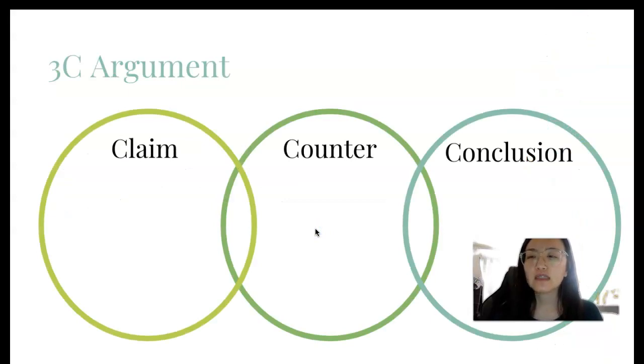One way that we break this down is we call it the three C's, right? So the first part of your argument writing, you need to have a claim. The second thing is you need to have a counter or a counter argument. And then the last thing you need to do is you need to have a conclusion.